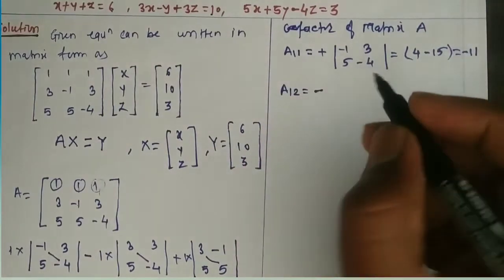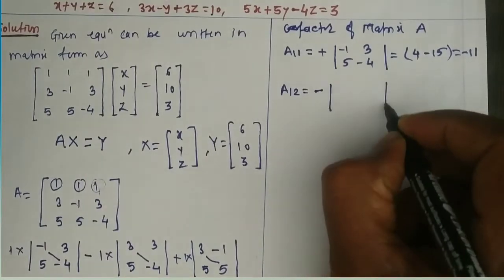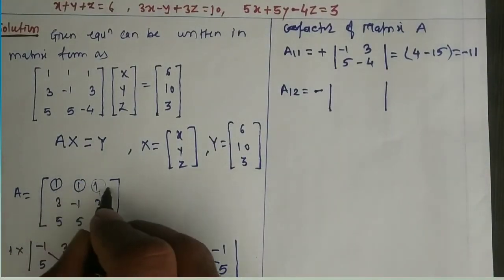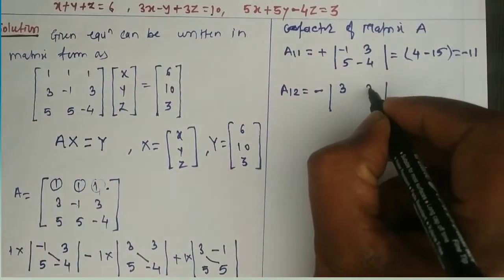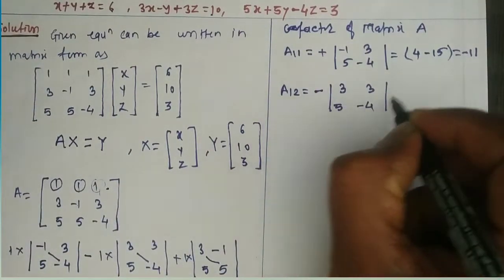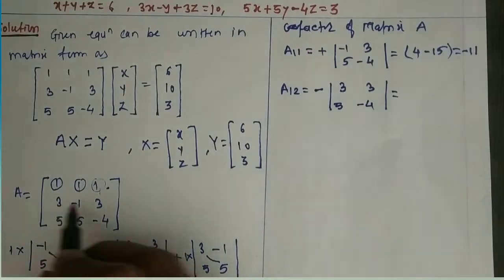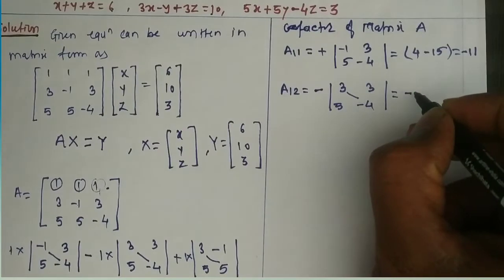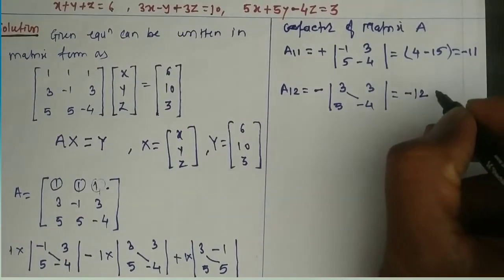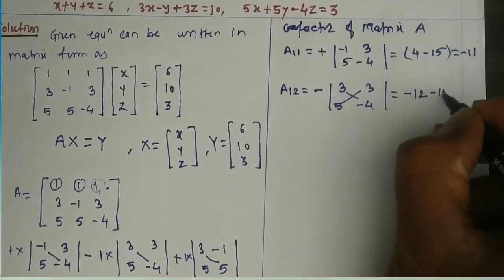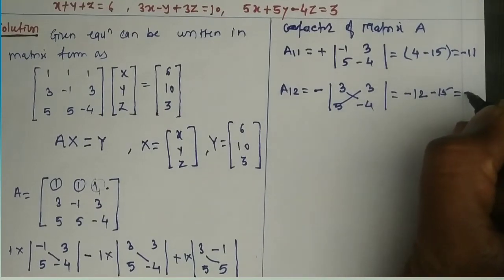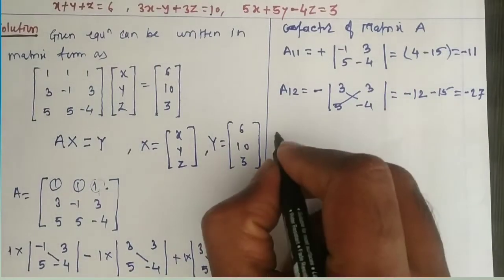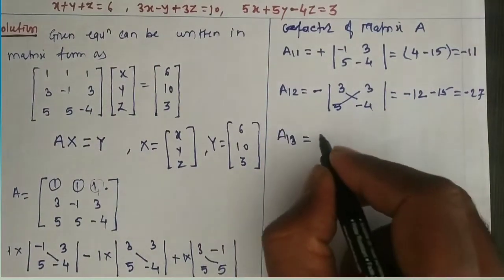A12 means we have to write minus sign, and second entry is 1. So eliminate this vertical and horizontally. What are the remaining entries? 3, 3, 5 and minus 4. Right? Now cross multiply. 3 into minus 4 is what? Minus 12. Right? And 5 3s are 15. So what is this? 15 and 12 is 27. But we have a minus. So minus 27.